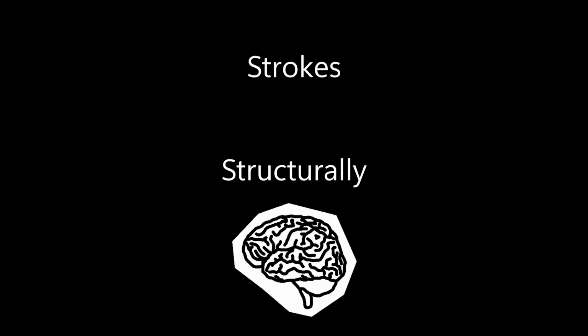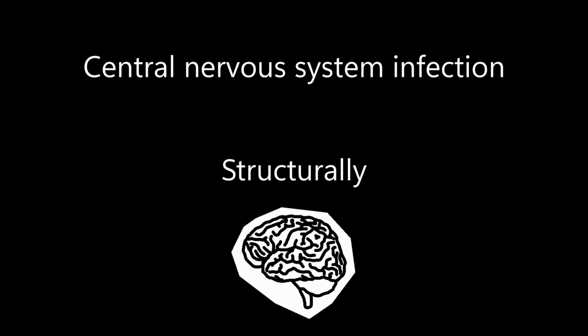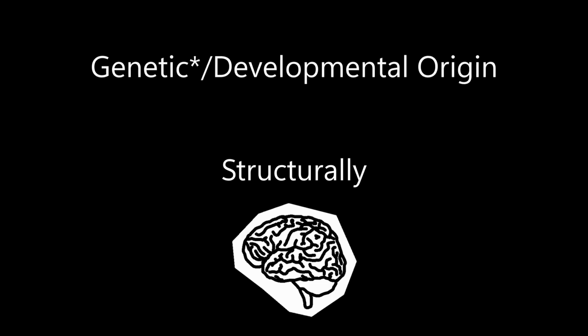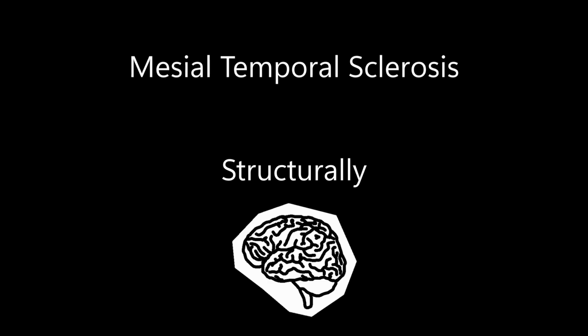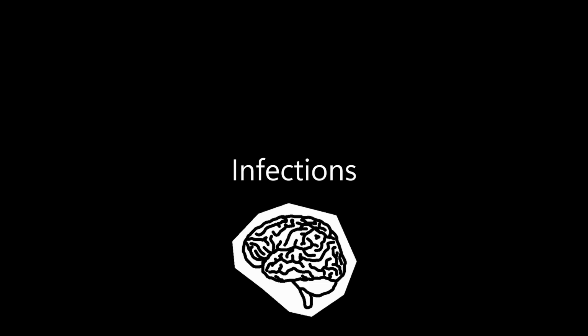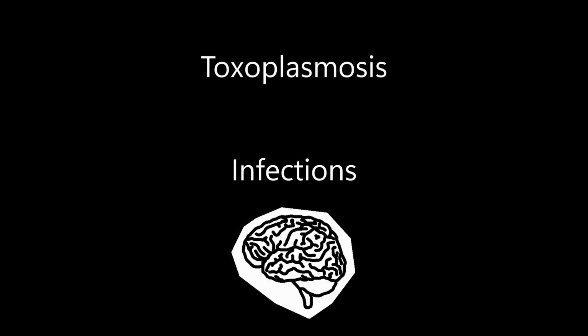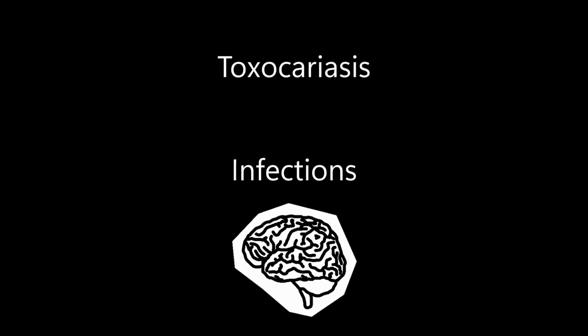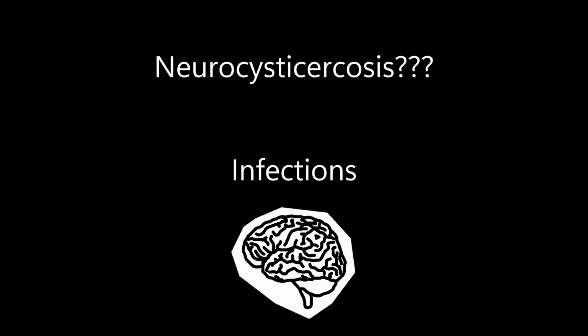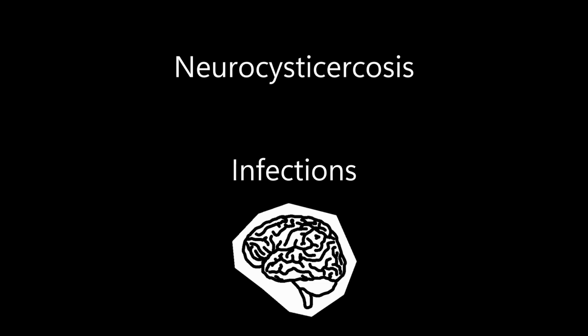of seizures, which are strokes, traumatic brain injury, brain tumor, or central nervous system infection, including genetic/developmental origin. Hippocampal sclerosis is a common cause of temporal lobe epilepsy. Infections that target the central nervous system can directly affect brain tissue and lead to long-term seizure susceptibility, like herpes simplex encephalitis, cerebral malaria, toxoplasmosis, toxocariasis, if I said that right, and neurocysticercosis. Not gonna try with that one.